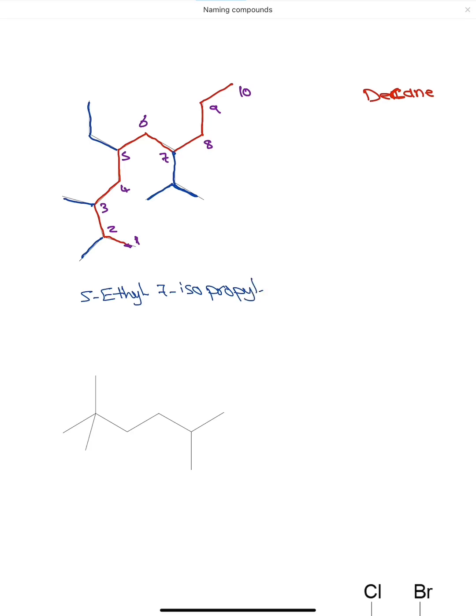And then we're going to put the methyl. We have 2,3-dimethyl. Of course, we're going to ignore the di here, just the methyl. That is going to be accounted for in the alphabetical order. And then finally, decane.